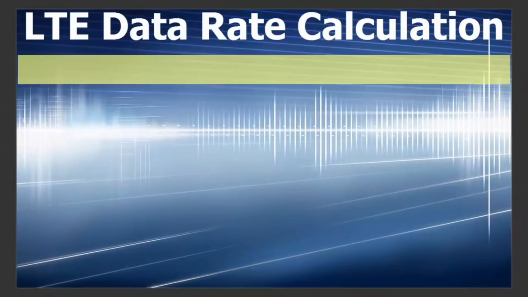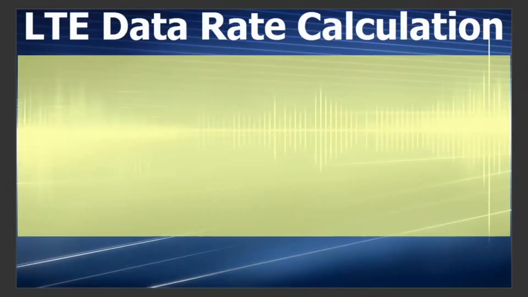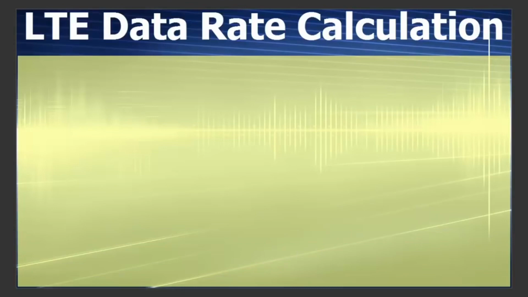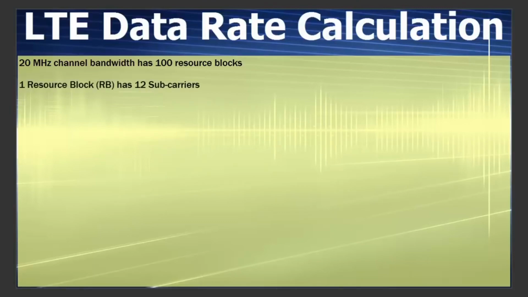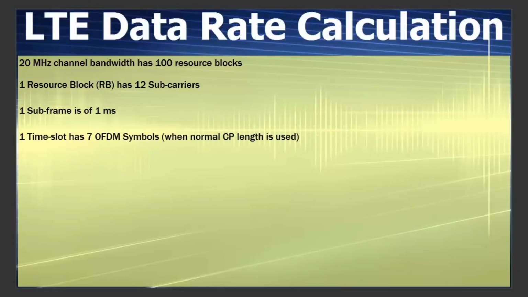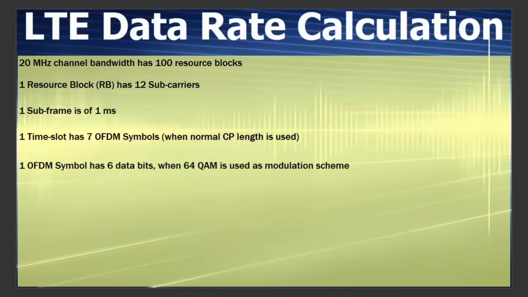Let's quickly calculate the LTE data rate. I'm saying quickly because I will make a separate video on this topic. Here we will take only one case. A 20 MHz channel bandwidth has 100 resource blocks. One resource block has 12 subcarriers. One subframe is 1 millisecond. One time slot has 7 OFDM symbols when normal CP length is used. One OFDM symbol has 6 data bits when 64 QAM is used as the modulation scheme.